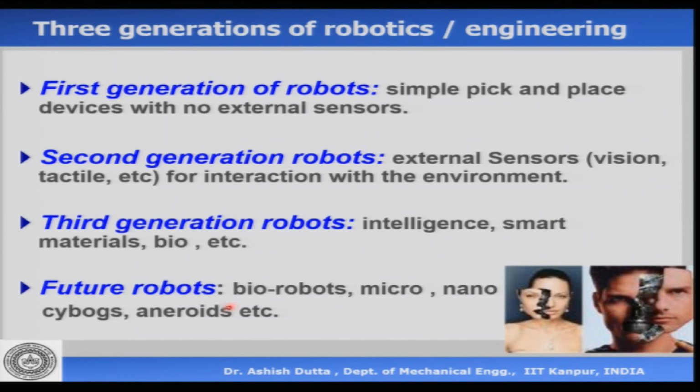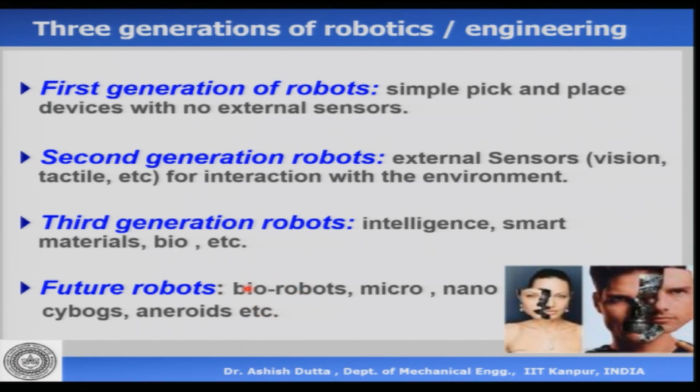And future robots is what we expect robotics to be. There are several examples: biorobots, robots which live inside the body and can be a part of the body, micro, nano, then cyborgs, androids, and so many others as in science fiction. So robotics is essentially divided into these four generations, and this is where we are now.